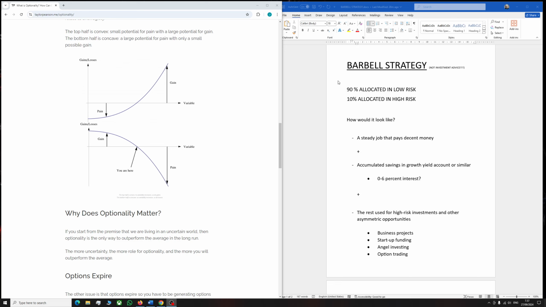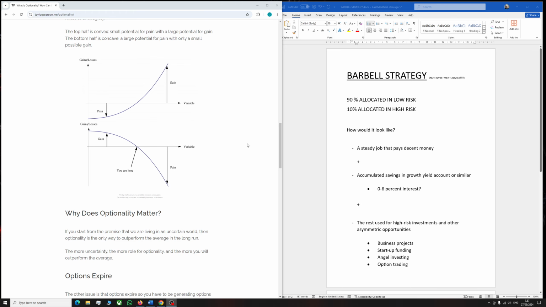This is my own personal way to think about risk allocation and what it could look like in an ideal scenario. So the barbell strategy follows the idea of optionality with risk allocation, and when we think about optionality, there are these asymmetric phenomena that could give us huge gains or huge pain.